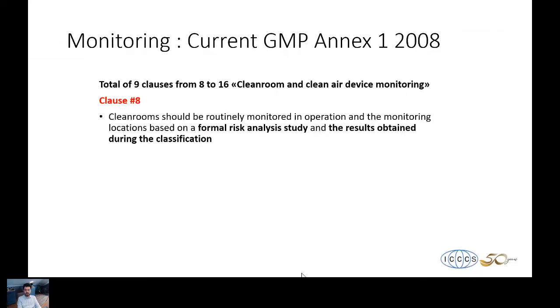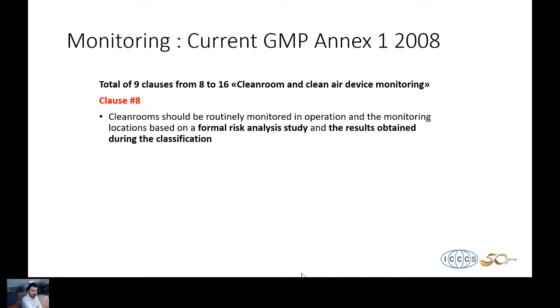First of all, clause 8 says clean rooms should be routinely monitored in operation, and the monitoring locations based on a formal risk study and the results obtained during the classification. So while you are doing classification in your clean room, you have to make sure that you are also preparing an output for your monitoring study based on your risk assessment.